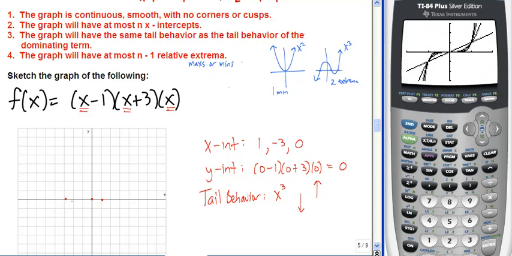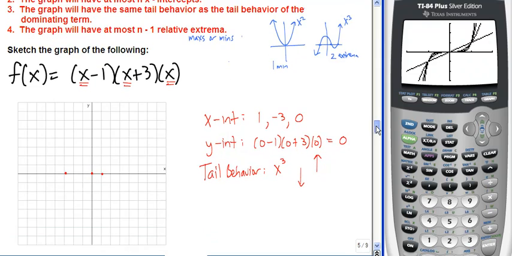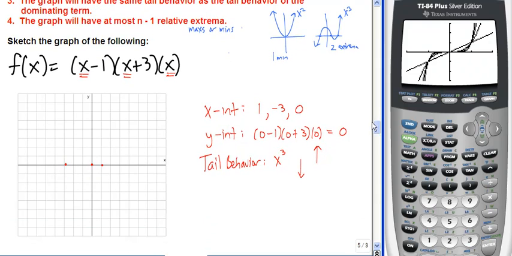So if I have only these 3 x-intercepts, and those are the only 3 I'm allowed to have because this is a degree 3 polynomial, then the one that's furthest on the left, I'm going to have to shoot down from there and stay going down, because I'm not allowed to turn back around and go back up, because that would give me another intercept. Likewise, on the right side, the rightmost intercept, this is the one where I'm going to have to shoot up from, and I can't come back down again because I'm not allowed to have any more intercepts. So there's where my tail behavior is coming from.